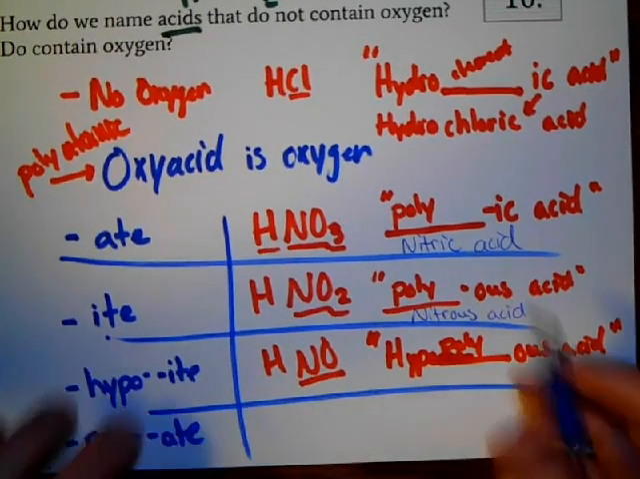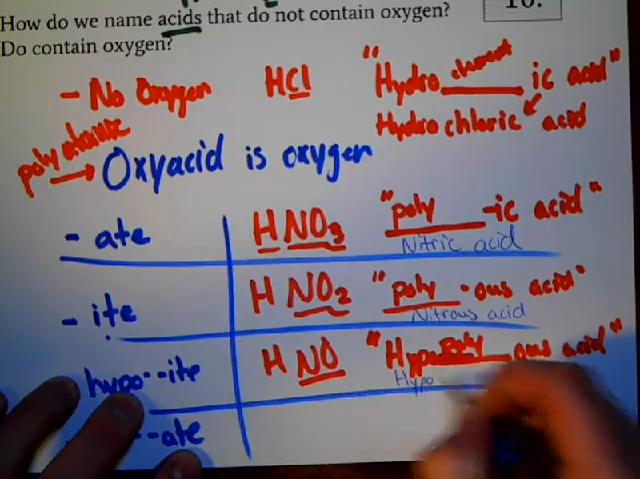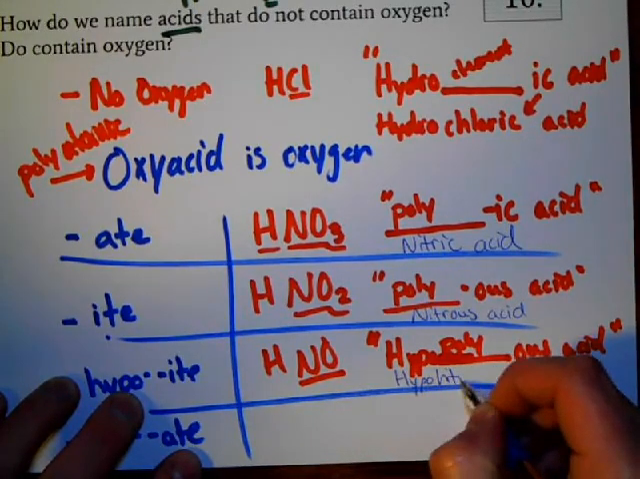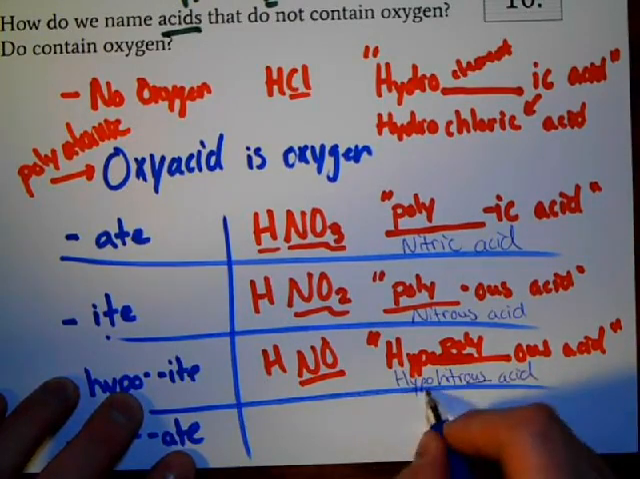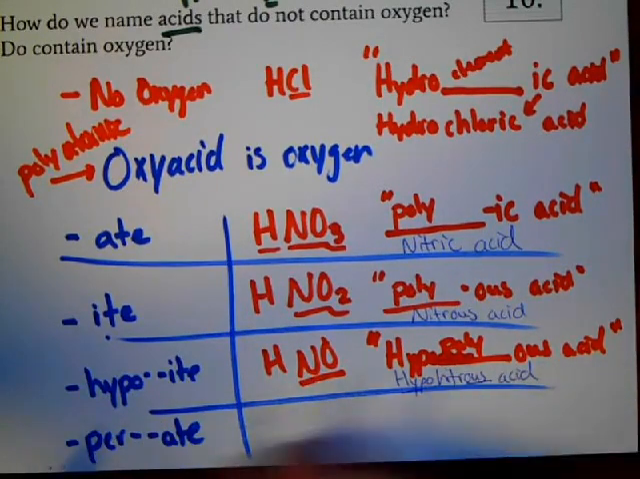So this one would be nitrous acid. Hypo and the us stays, and we just use the polyatomic name base.